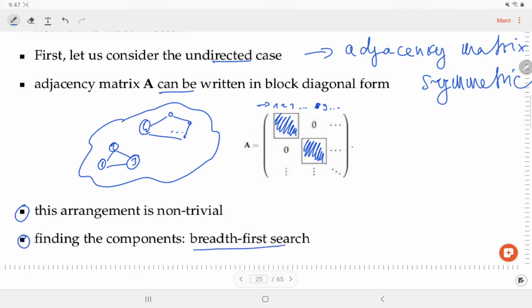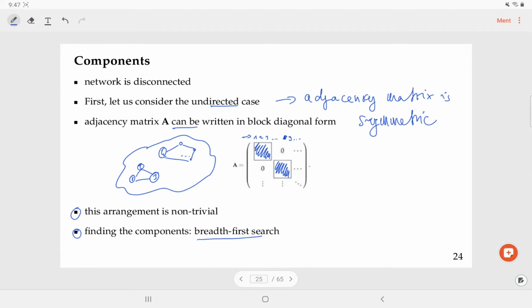If we run a breadth first search on the graph, then sooner or later, breadth first search needs to visit each and every node. If it stops before visiting every node, then we know that it's disconnected. So that's an efficient way to check connectedness.